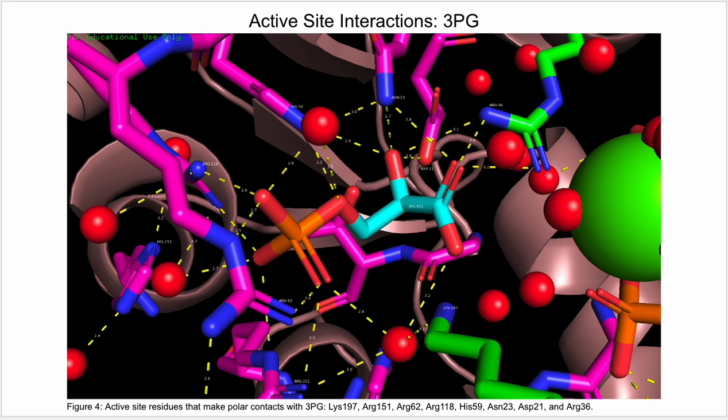So we can see hydrogen bonding occurring through arginine 36 and the double bonded oxygen of 3PG. In addition, 3PG has water-mediated contacts with lysine 197, seen here, arginine 151, seen here, arginine 118, here, and asparagine 23, here.